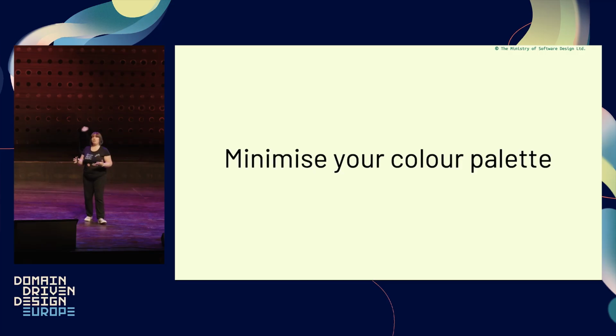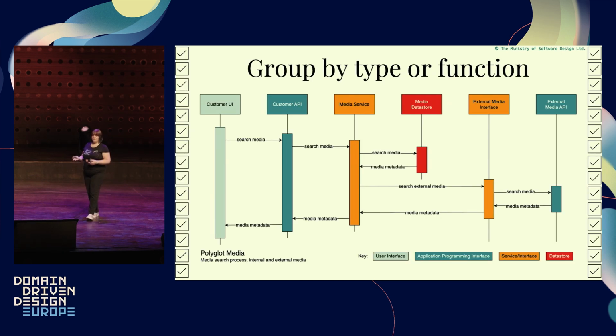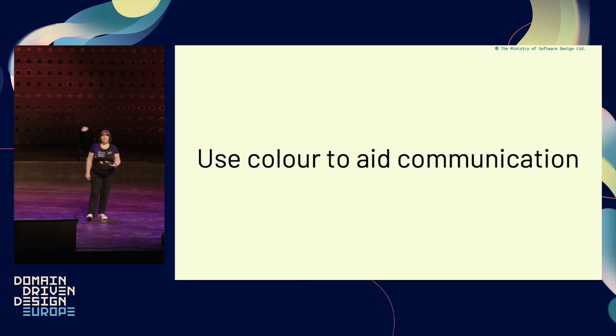Okay, so what we can do here is we can minimize our color palette. As I said, you can just use black and white. You can just use one colour and make everything one colour if you want to make it look a bit nicer. What we can do is we can group by type or function or whatever it is you need to communicate. So here I've picked just 4 colours because I've got 4 different types, 4 different functions that are being fulfilled here. So what we're doing is we're using colour to aid the communication rather than just splatting it on because we think it should be colourful.